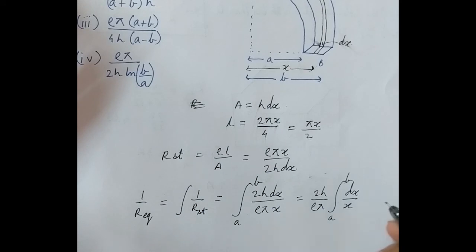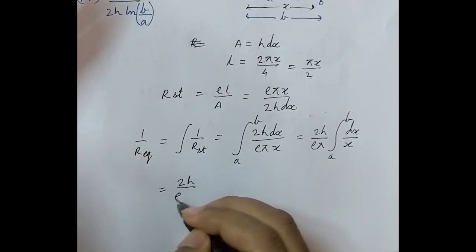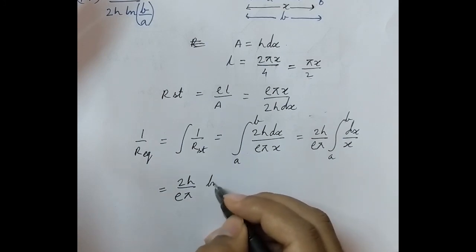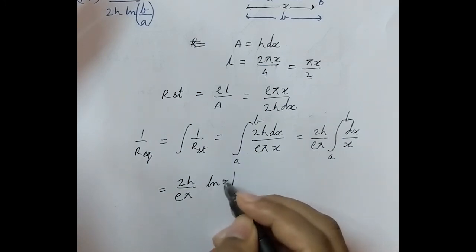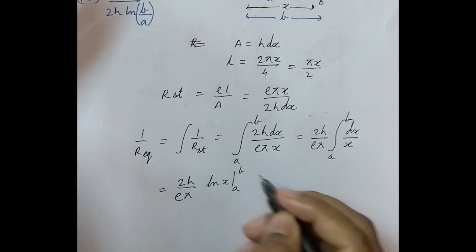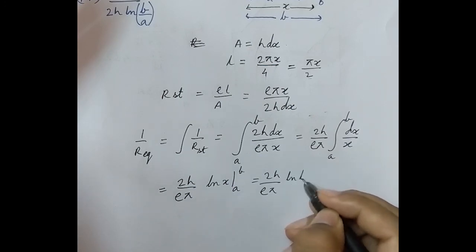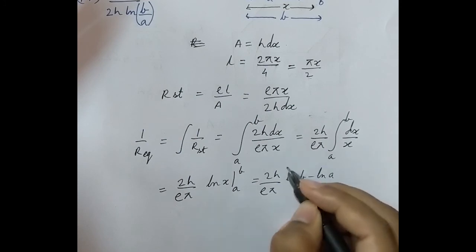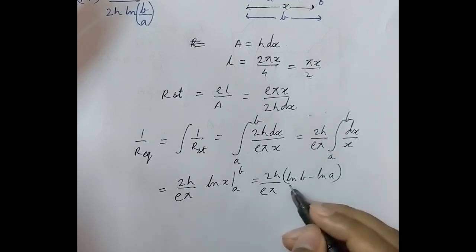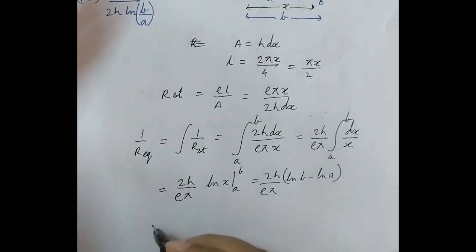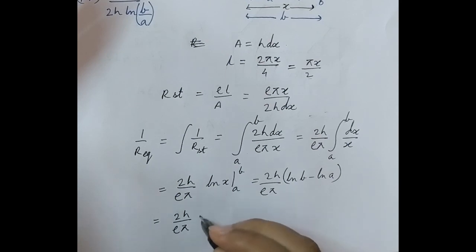Integrating dx by x gives you an ln, that is a natural log. So 2h by rho pi ln of x across the limits of a to b, 2h by rho pi ln of b minus ln of a. The logarithms, when you subtract, they go under division. So you have 2h by rho pi ln of b by a.